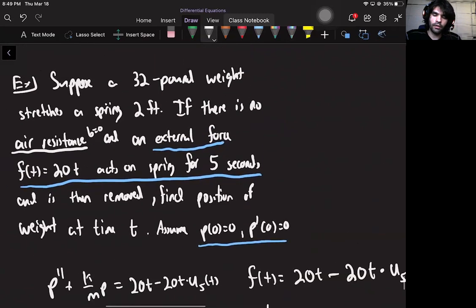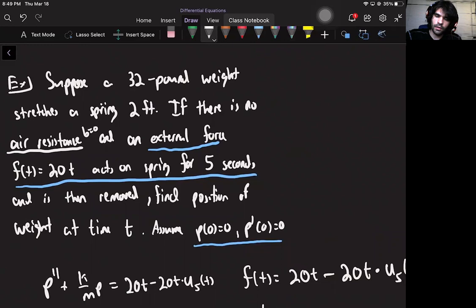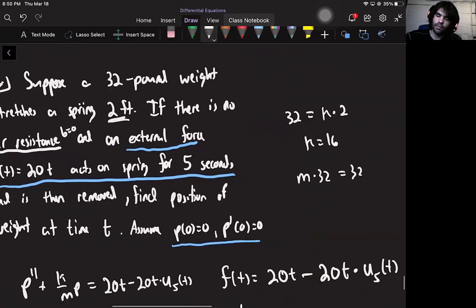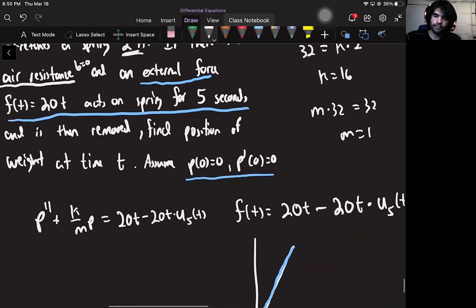K and M we could figure out using this 32. So let's see. 32 equals K times 2, because it stretches 2 feet. So K is 16. And then I need M. So M times 32, gravity is also 32 feet per second squared. So M is just 1. So this is the equation.